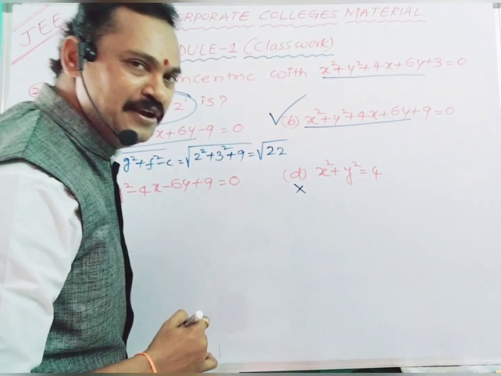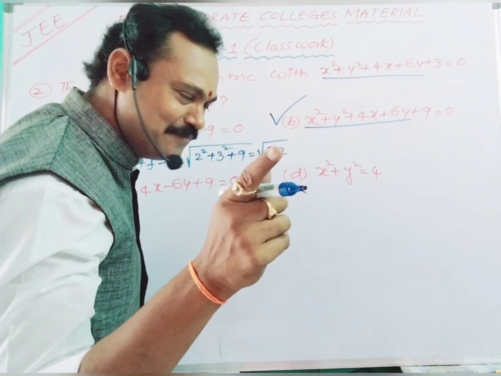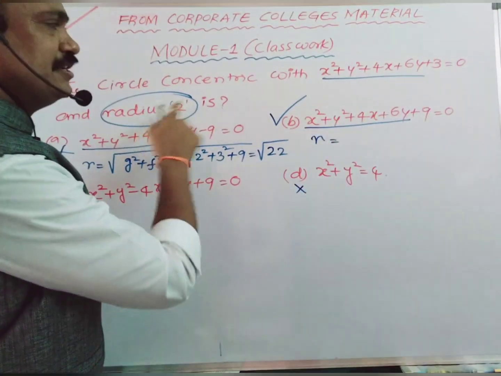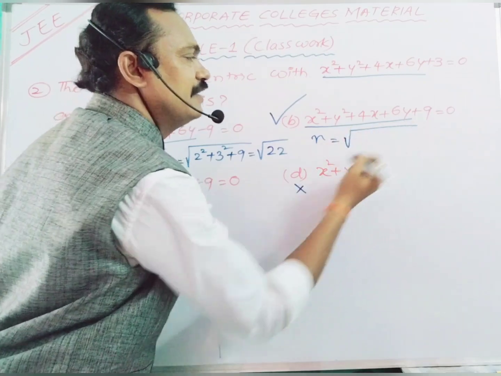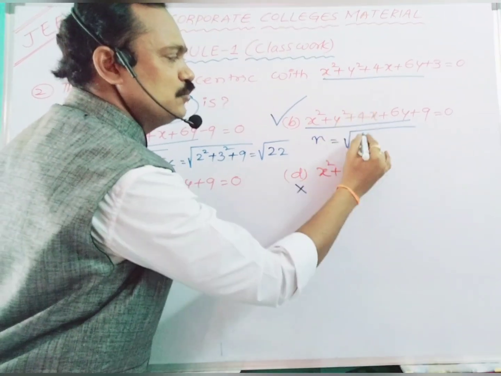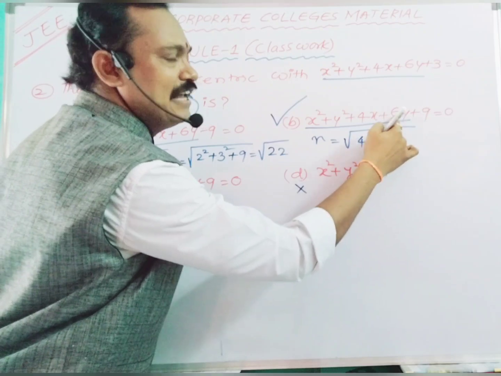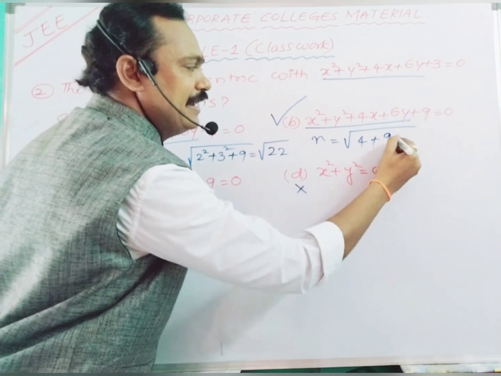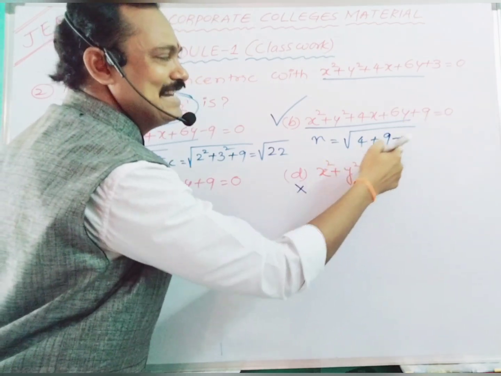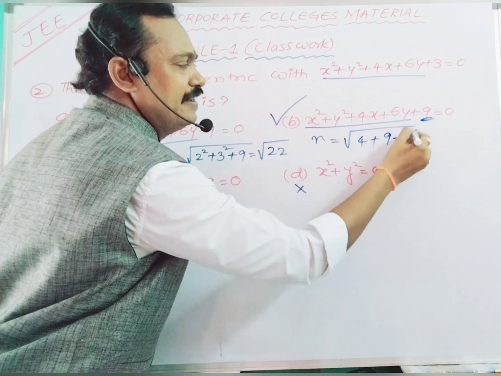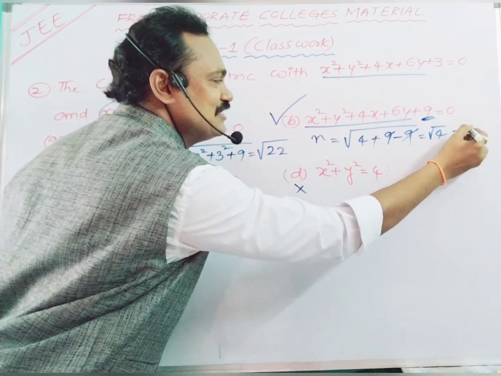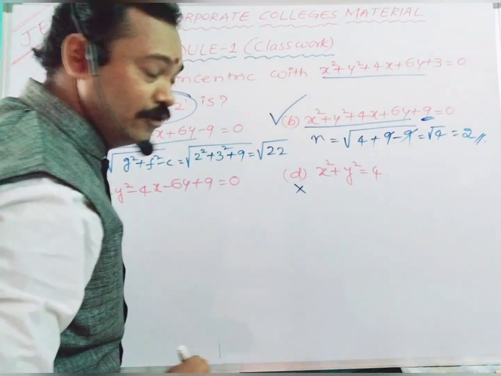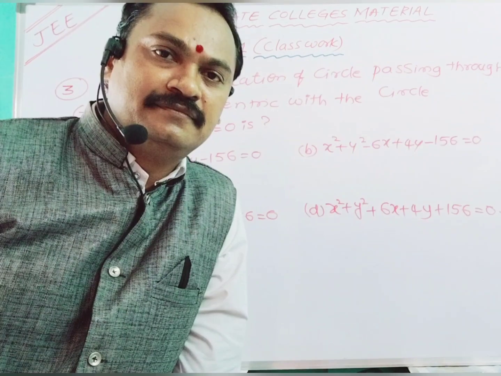Is it confirmed? Let us confirm which has radius 2 units. Let me check. 2g is 4, g is 2, g square is 4; 2f value is 6, f value is 3, f square is 9. Minus c: g square plus f square minus c, c value is 9. 9 gets cancelled, root 4, it remains 2 units. It is 100% perfect solution. Got it, all of you? Okay, let's move on to the next question.